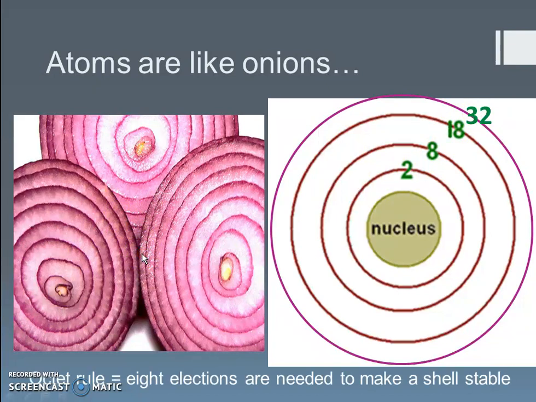But keep in mind your octet rule still applies, that besides this first shell with 2, the rest of these only need 8 electrons to be considered stable. And that stability is just how much the atom wants to bond with something else.